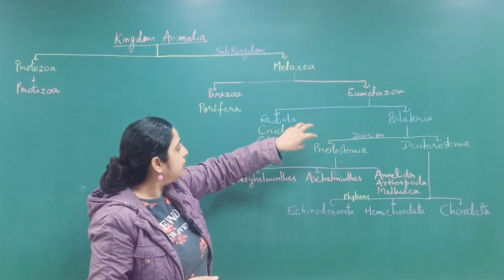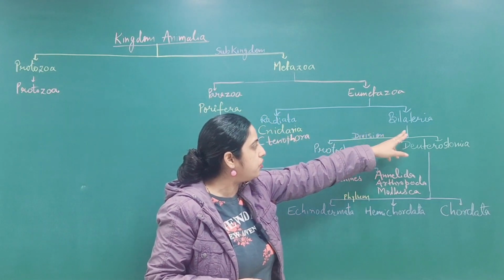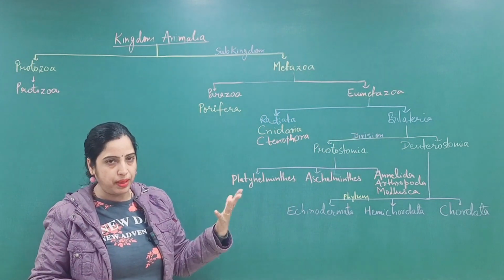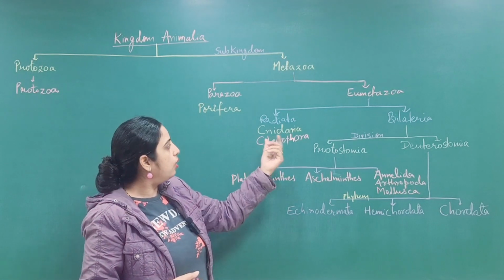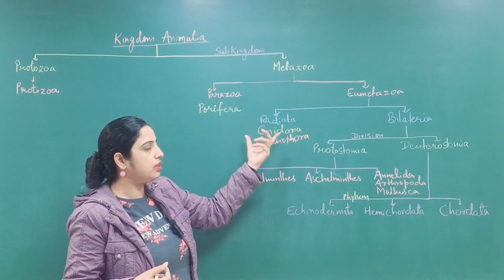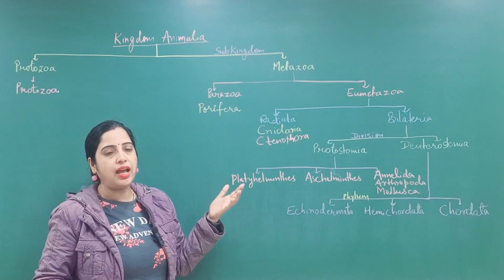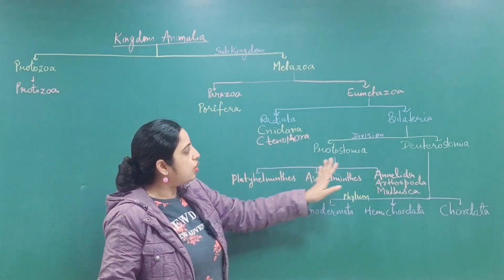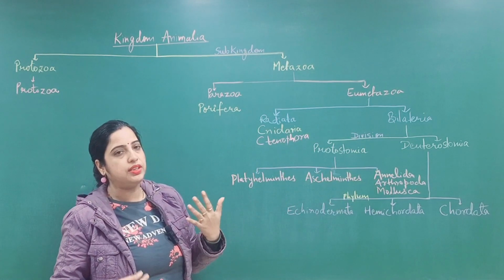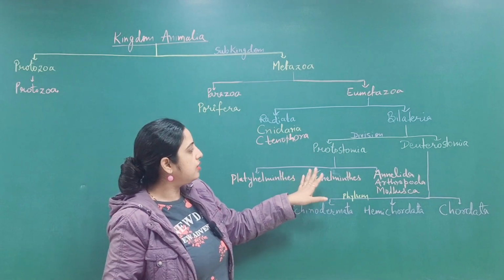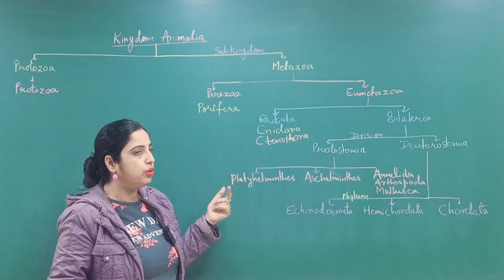Then we have Cnidaria and Ctenophora. You must be wondering what radiata and bilateria are. I'll be telling you about these terms, and how to classify organisms using this technique. Radiata is about symmetry, where the organisms are radially symmetrical, and bilaterally symmetrical means it can have one plane of division. After that we classify them on the basis of embryonic development, into protostomia and deuterostomia.